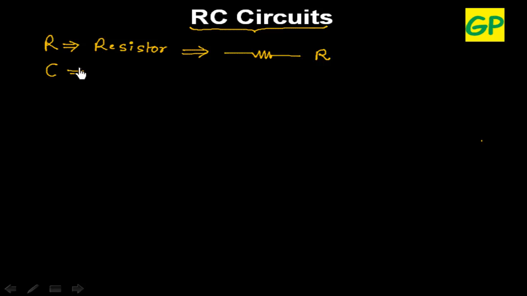So let us discuss RC circuits. The R in RC circuit stands for resistor, and a resistor is denoted by this kind of symbol, and in short it is written as R. And C stands for capacitor, and a capacitor is denoted by two parallel lines connected by wire, and in short it is written as C.